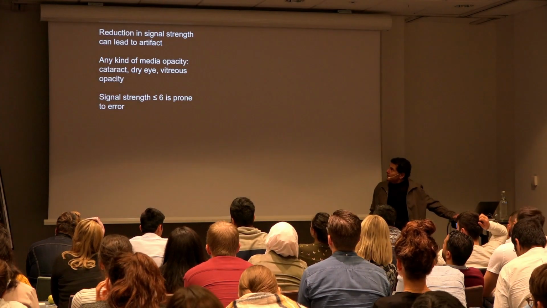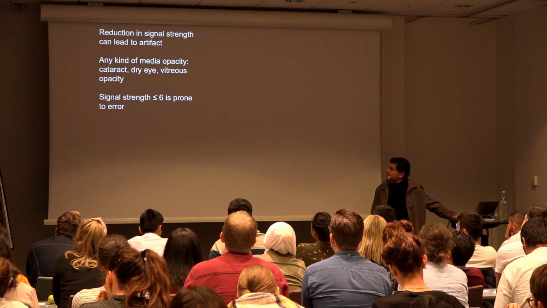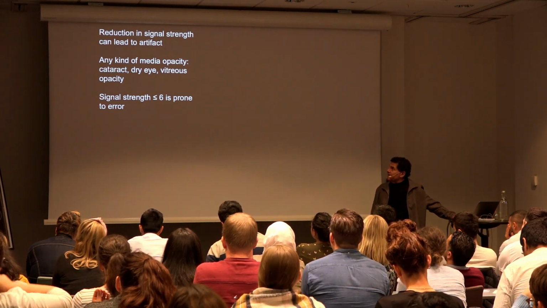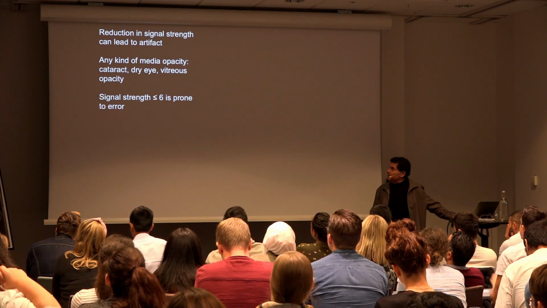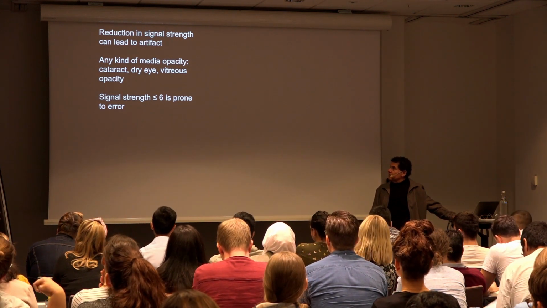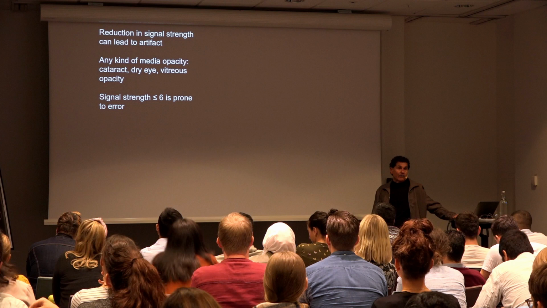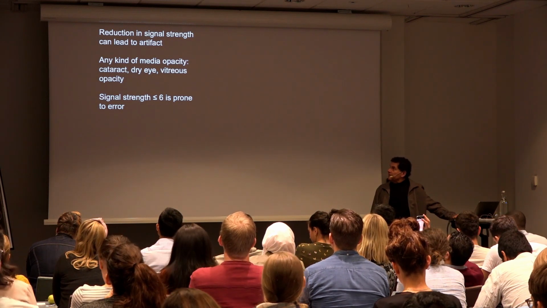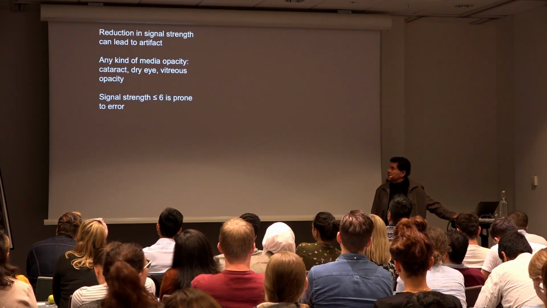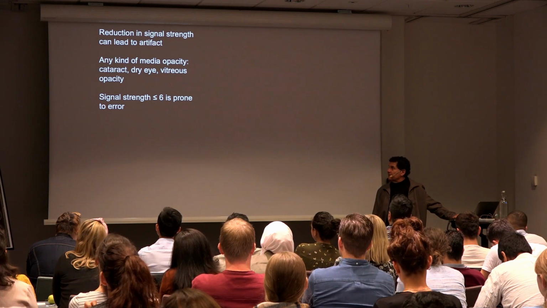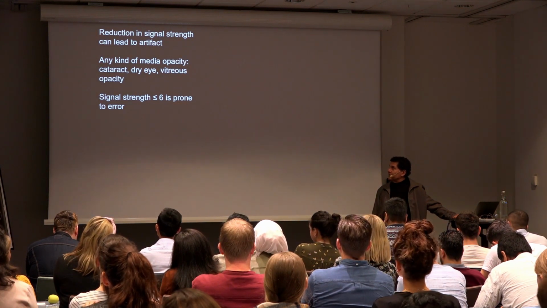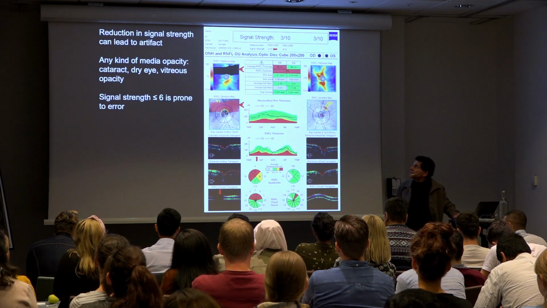Okay, so reduction in signal strength can lead to a segmentation artifact. Any kind of media opacity can do this. So cataract, dry eye, sometimes just putting drops in the eye and repeating the scan will help. Vitreous opacities. Anytime you see a signal strength that's abnormal, you have to watch out for these errors.